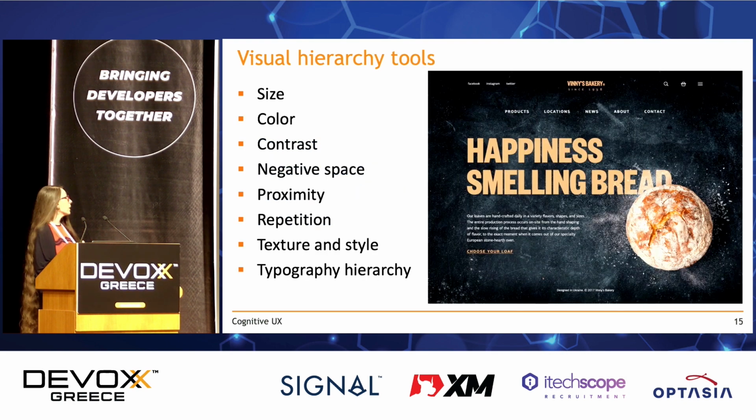It established the fundamental tools to build a strong visual hierarchy, which are a targeted use of size, color, contrast, negative space, proximity, repetition, texture, and style. Particularly important is the typography hierarchy, because it makes it clear what we are trying to convey and the structure. By using these tools carefully, we can have a strong visual hierarchy that is clearly understandable just by scanning the page, just by scanning the screen at a glance.